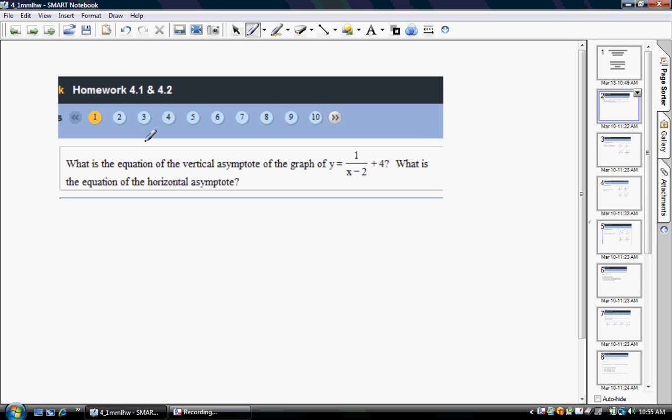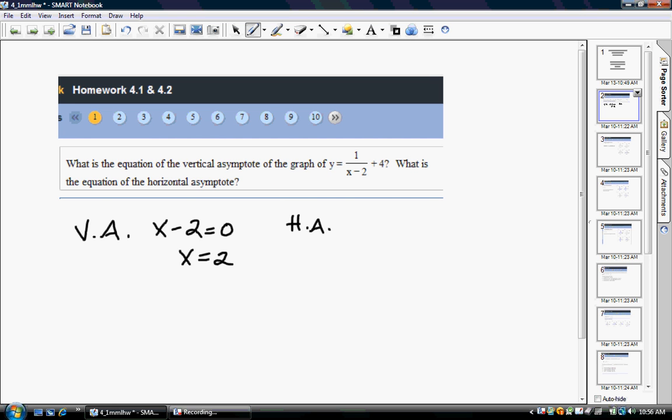The first problem that we're going to talk about asks us to find the equation of the vertical asymptote of the graph of y is equal to 1 over x minus 2 plus 4, and also to find the horizontal asymptote. Well, remember that the vertical asymptote is where the function is undefined. So that occurs where the denominator x minus 2 is equal to 0. So in this case that would be at x is equal to 2.